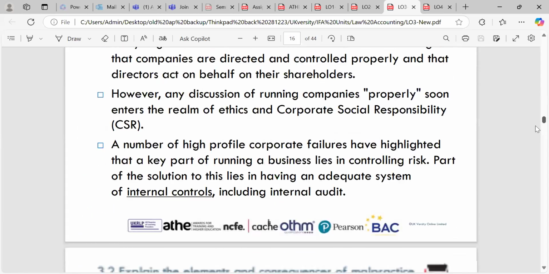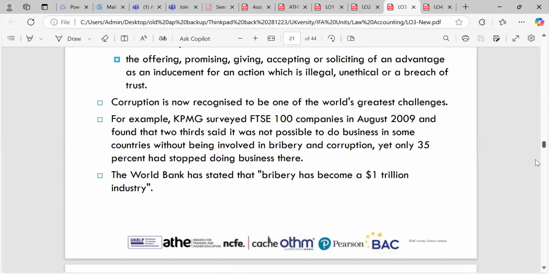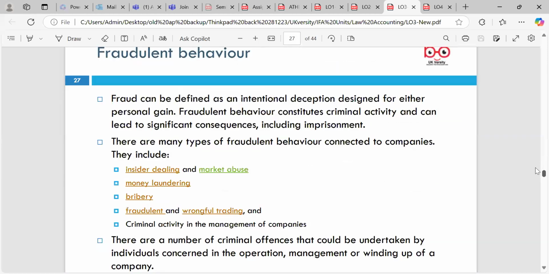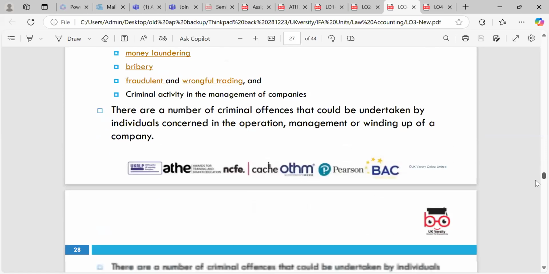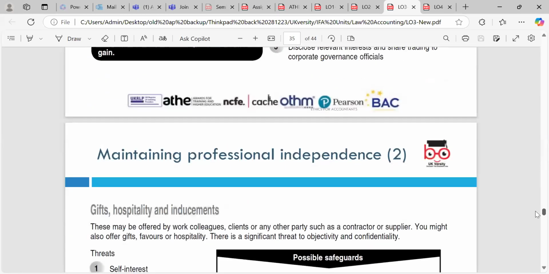And we had a discussion about sustainability and CSR, corporate social responsibility. We had a discussion about corruption, money laundering, and imprisonment. Yes, 14 years, 5 years, and 5 years is for tipping off as well. Failure to disclose also leads to it. So we have to look around all these legislations we discussed.